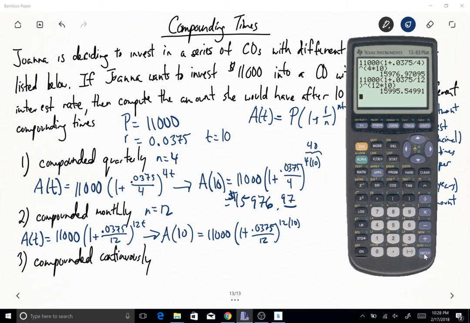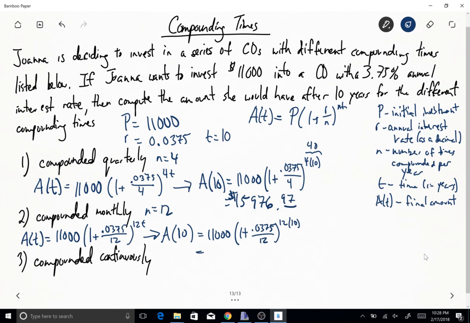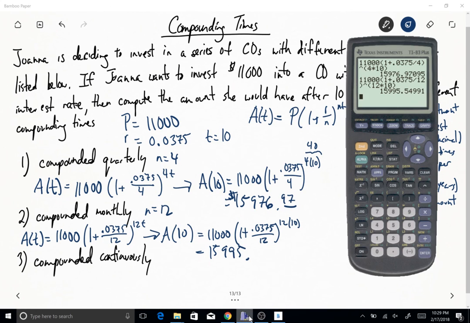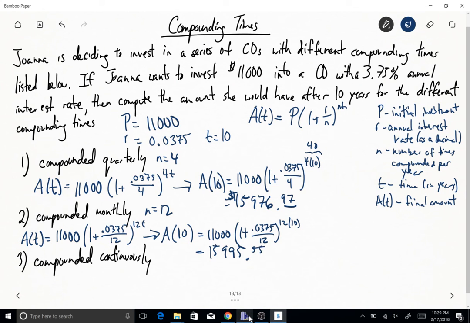And notice we raised our amount to $15,995.55. Was it 55 or 95? Yeah, 55. So we rose a little bit more.